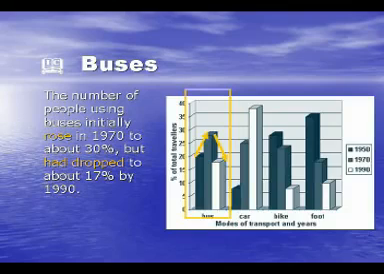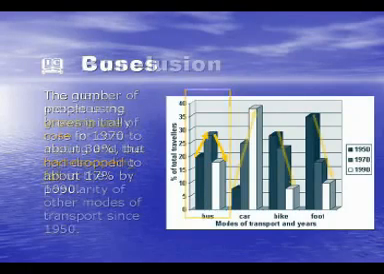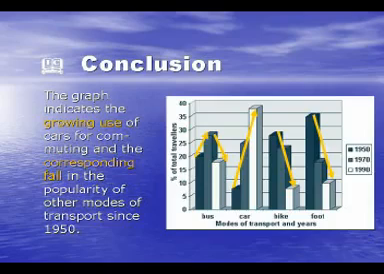And the last thing we need to look at is the pattern with the buses. The number of people using buses initially rose in 1970 to about 30%, but had dropped to about 17% by 1990. And finally, we can come to a conclusion. We can say: The graph indicates the growing use of cars for commuting and the corresponding fall in the popularity of other modes of transport since 1950.